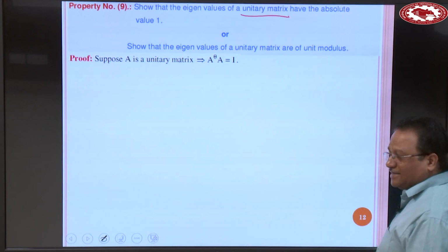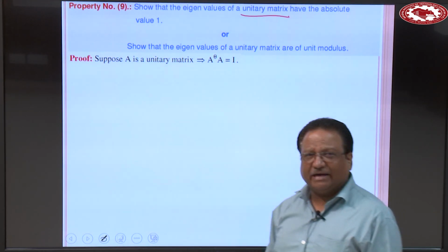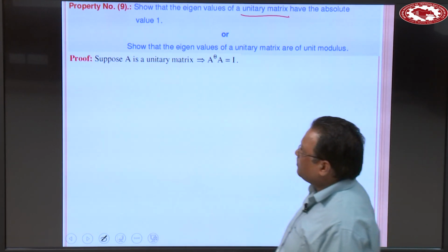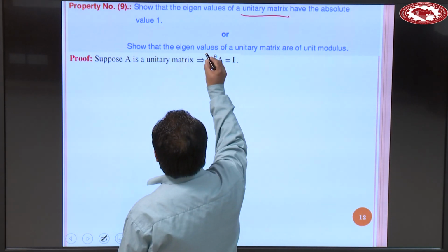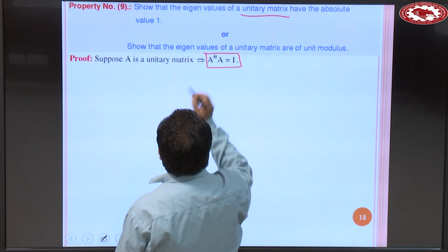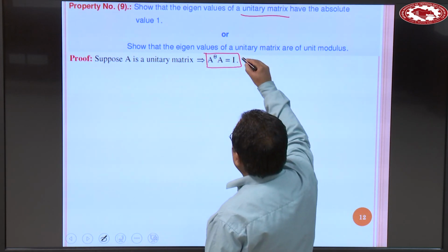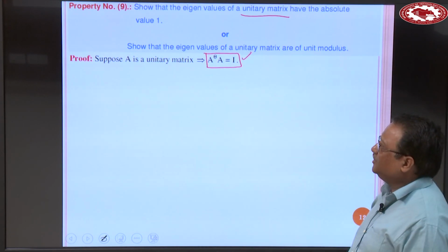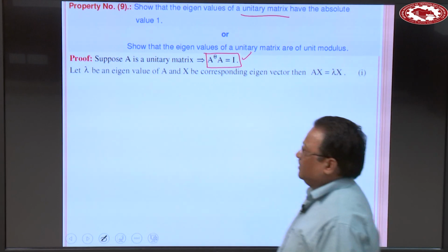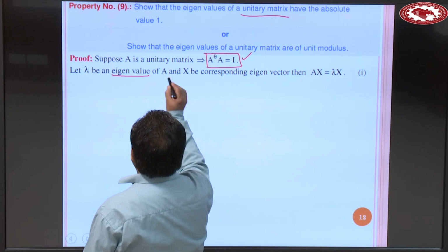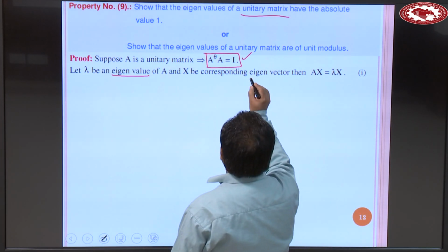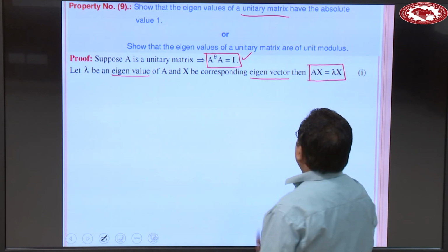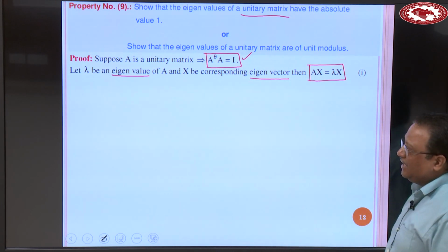So unitary matrix, we know what is unitary matrix. A square matrix A is said to be unitary if A theta A is equal to I. So suppose A is a unitary matrix, this implies A theta A is equal to I. This first result is given because of the unitary matrix. Now let us suppose lambda is an eigenvalue of a matrix A and X be the eigenvector, then Ax is equal to lambda x. This statement is also given.